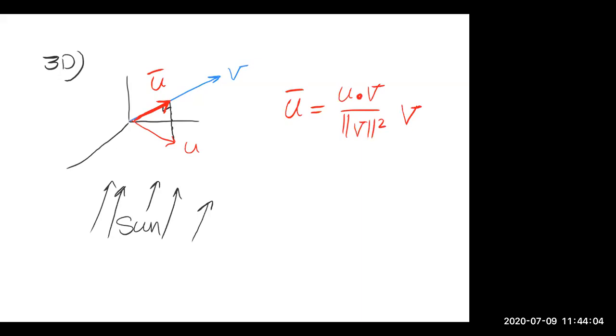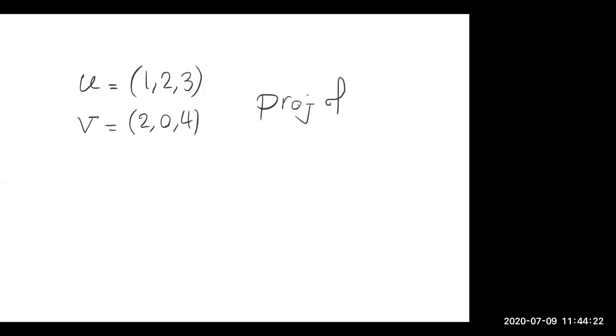So let's say in our example in 3-dimensional space, U is 1, 2, 3, and V is say 2, 0, 4. And we want to find the projection of U onto V.